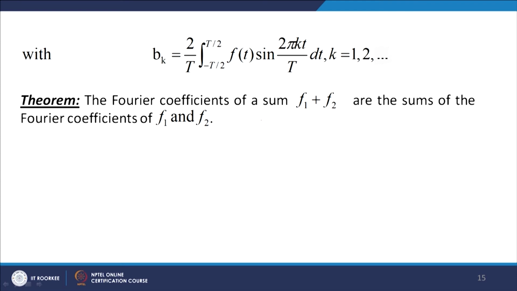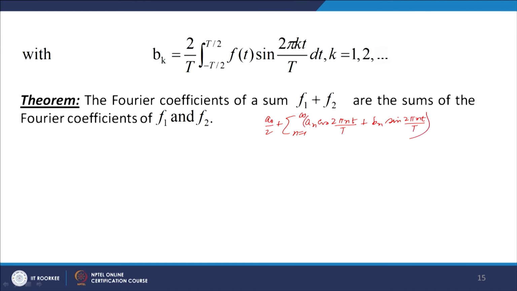Suppose the Fourier series of f1 plus f2, which we assume is a periodic function with period T, is a naught by 2 plus sigma n equal to 1 to infinity a n cos(2 pi n t divided by T) plus b n sin(2 pi n t divided by T).